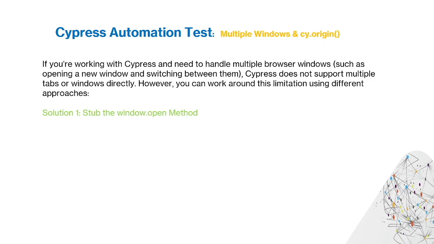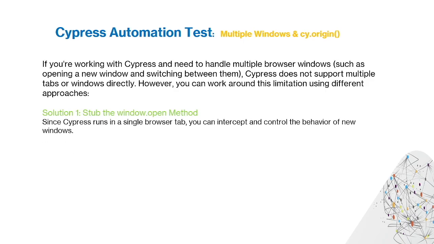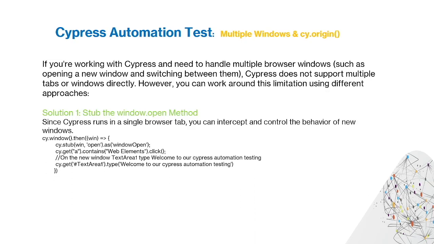Solution 1. Stub the window open method. Since Cypress runs in a single browser tab, you can intercept and control the behavior of new windows. Here is the code. This is stub, open a new window, and here is get the link, click, and type the text in the text area.